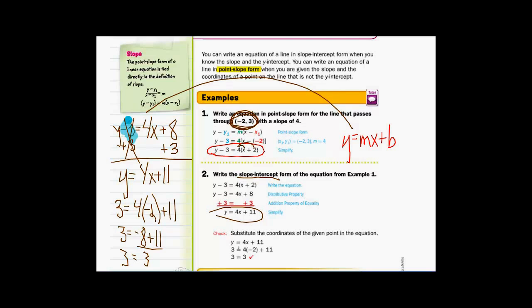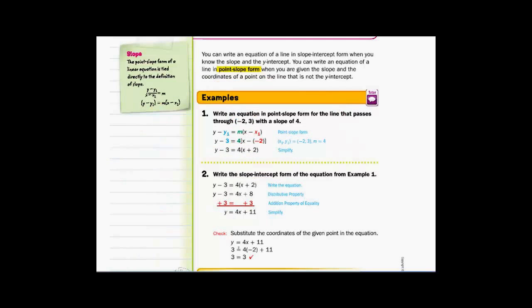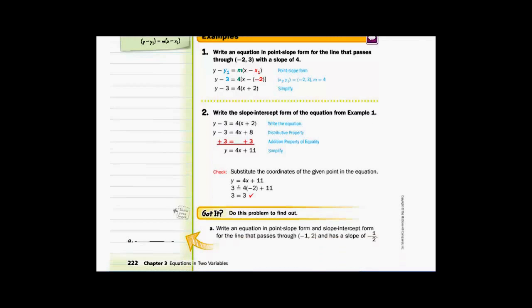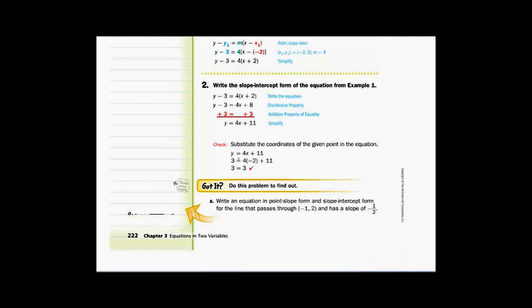Okay. I do believe that there is a practice problem here that I want you to do. Write an equation in point slope form and slope intercept form for the line that passes through negative 1, 2 and has a slope of negative 1/2. So pause it and try those, please.